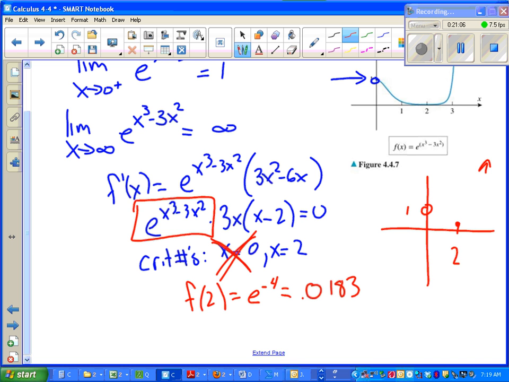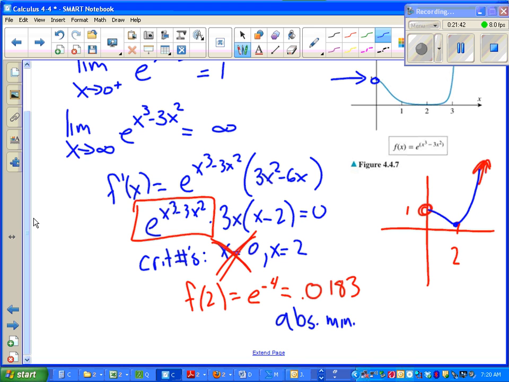And here's my logic. One end goes up forever. No absolute maximum. The other end gets close to 1 but doesn't touch. So that can't be an absolute maximum or minimum. The only way I'm going to get to my other critical number is if that critical number is the absolute minimum. Because if I went lower than that, I'd have to have another critical number, and I don't. Moral of the story, this is an absolute minimum.